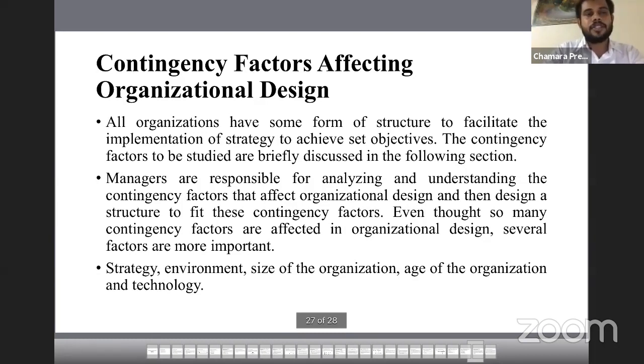Those practices are quite outdated, and they are not discussed in modern business practices. But anyway, those factors sometimes affect the structure, and also the environment, strategy, and technology, right? So these factors affect us when we are designing an organization structure. Okay, so those are called contingency factors.